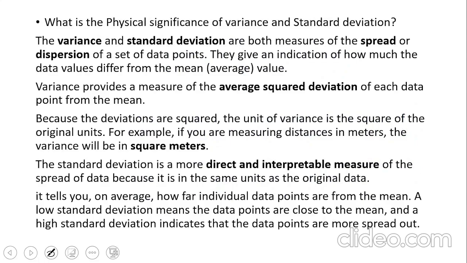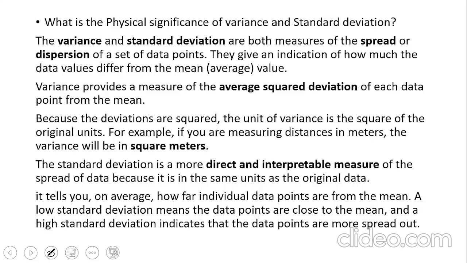What is the physical significance of variance and standard deviation? You write this one. Normally the variance is how much it is spread from the mean value. Variance gives the square of the value and standard deviation gives the exact value, how much it is deviated. Both are the same: how much a particular data point, a sample point, is deviated from the given mean, that is the average value.